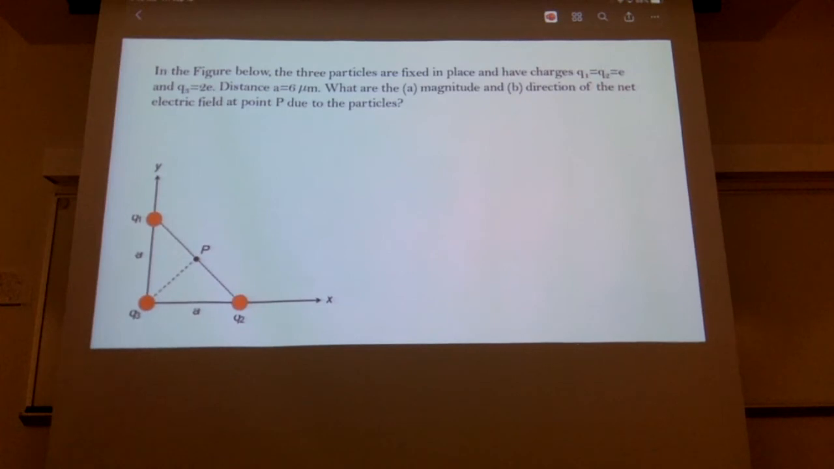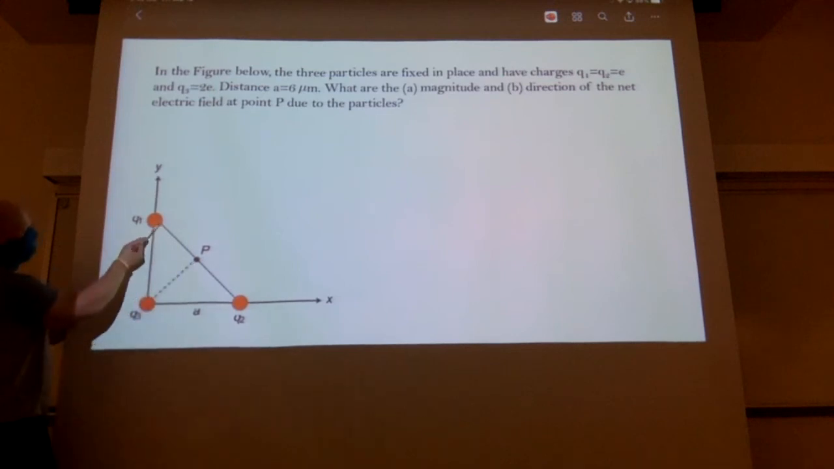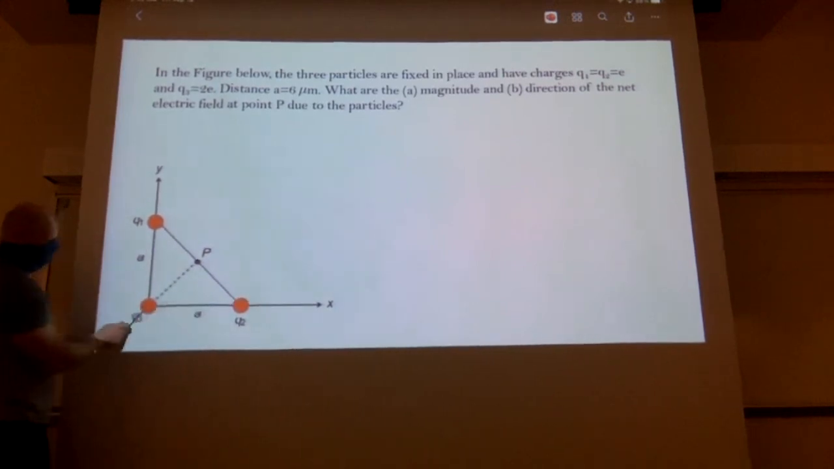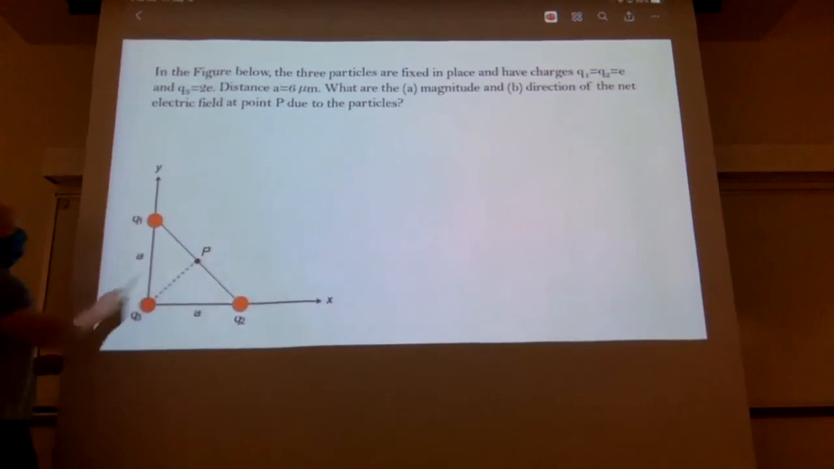So what I want to know is what is the magnitude and the direction of the net electric field at point P due to these particles, where point P is this point here. So this is halfway through the line that connects these two, and then this line here.